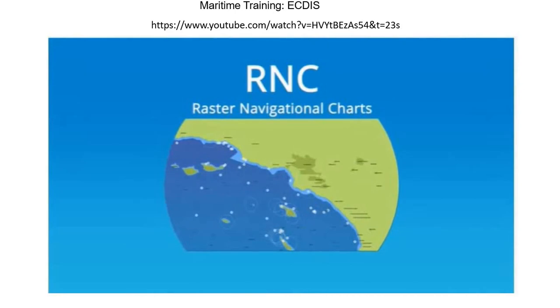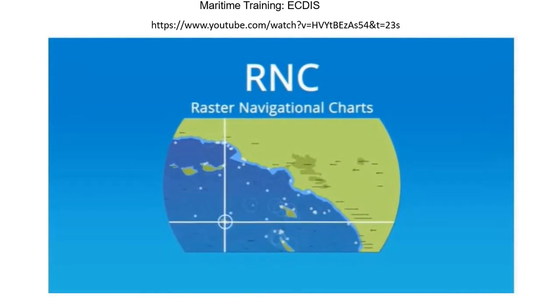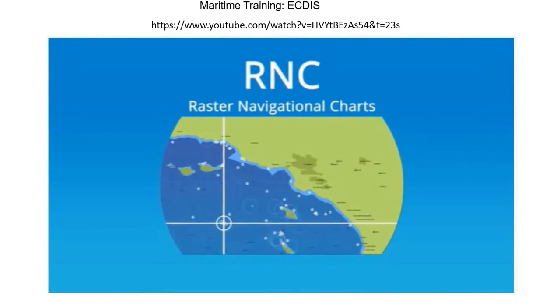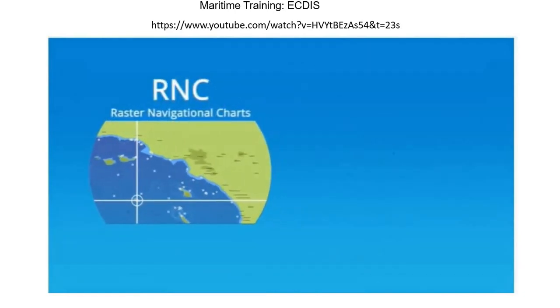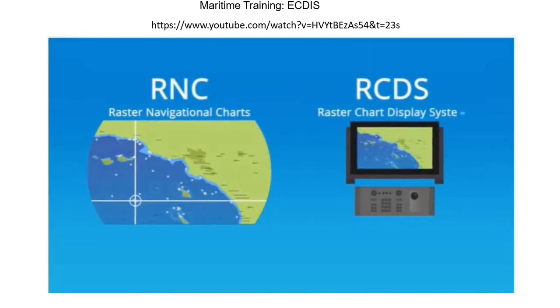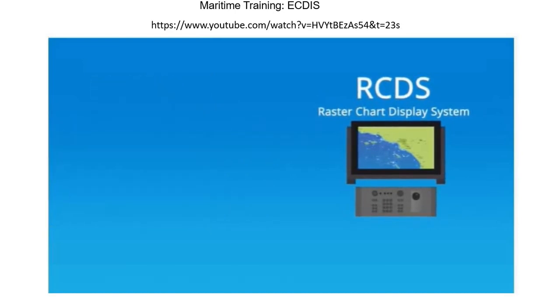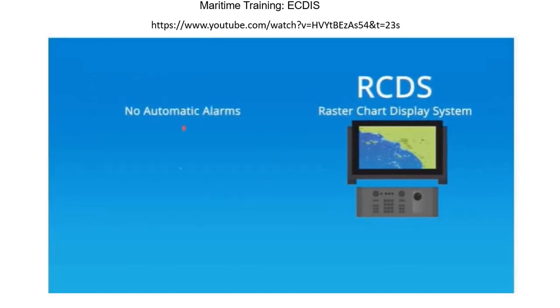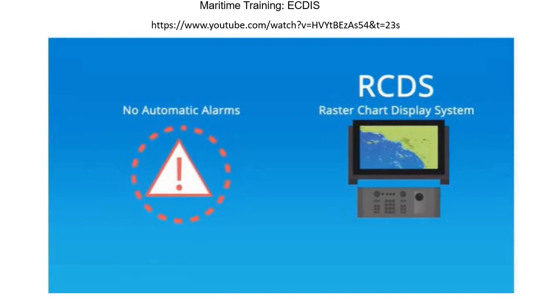Most importantly, raster charts cannot be read by the ECDIS. Vector data is necessary for navigational alarms. If functioning in raster chart display system, or RCDS, mode, the terminal will not warn of navigational hazards.